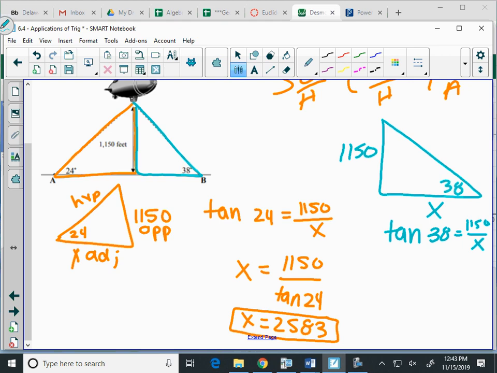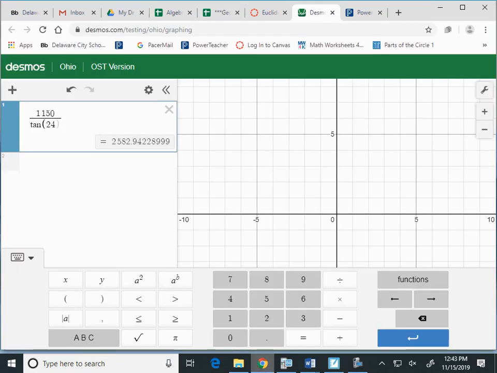It's going to be opposite over adjacent. It's going to be tangent. X is down low. We're going to switch around. Again, it's going to be the same thing, but the angle is the only thing that's different. So instead of 24, we just put 38. Plug it in your calculator. And that's about 1,472.